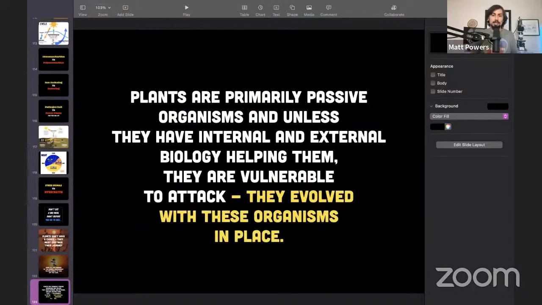Because they're primarily passive organisms, they actually don't signal with their exudates like, oh, I want these microbes or that. It's a shotgun blast. That's, again, another misconception that's been circulated. They're passive organisms, and unless they have internal and external biology helping them, they're vulnerable to attack. And they've evolved with these organisms in place to protect them. So when we remove them, or when we dry down our seeds and store them, we need to bring them back, because otherwise they won't be present. Our dried down seeds, we kill the microbes in order to dry them down, unfortunately. And that's why it's on us to bring them back.